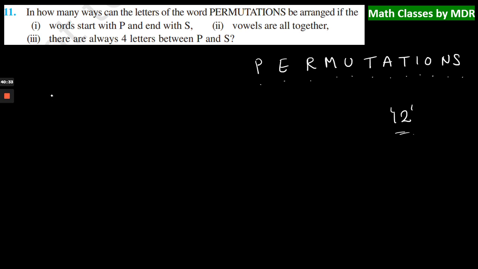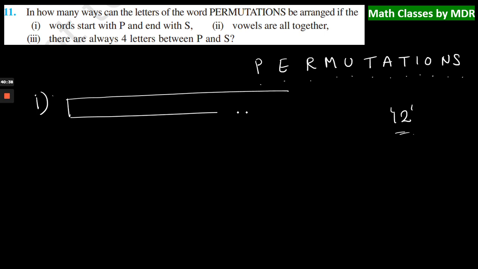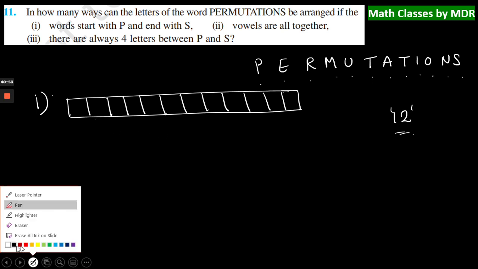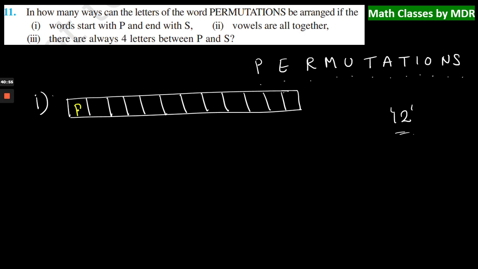Let's see that. So let's take the first question. Let us take all 12 letters together. 1, 2, 3, 4, 5, 6, 7, 8, 9, 10, 11, 12. Right? So now what is the condition? The first letter must be P and the last letter must be S. So these two positions are fixed here. The first position and last position are fixed. So we can only play with the positions in between the first and last.